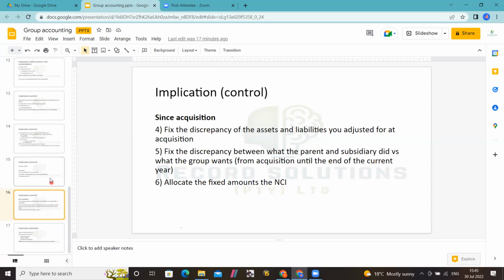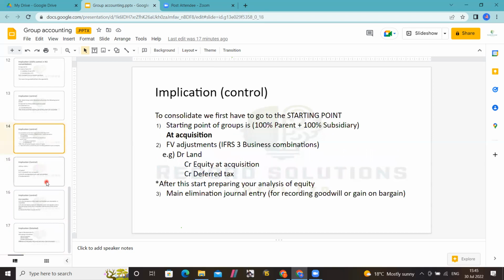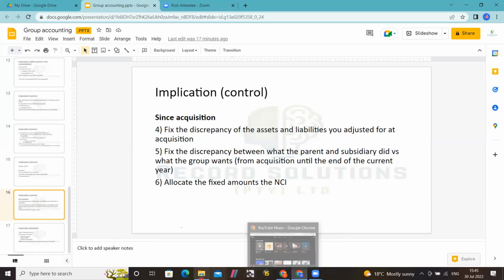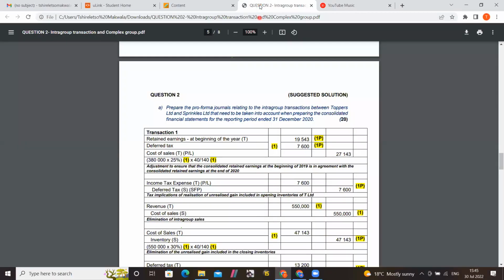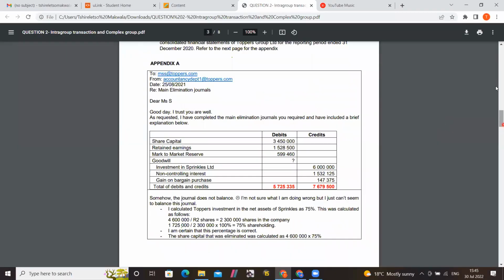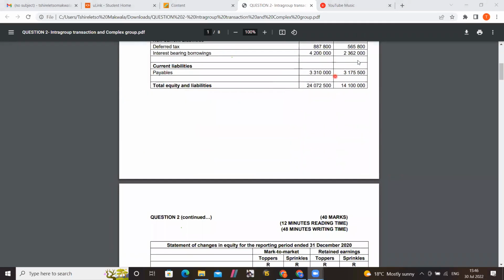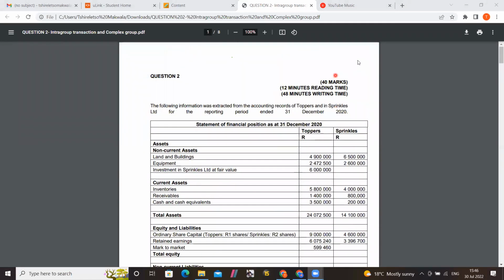So that's basically it. That's how you account for groups. Now we are going to move on to a question. Let's come here. This question is last year's fourth test. Okay, let's start with it.